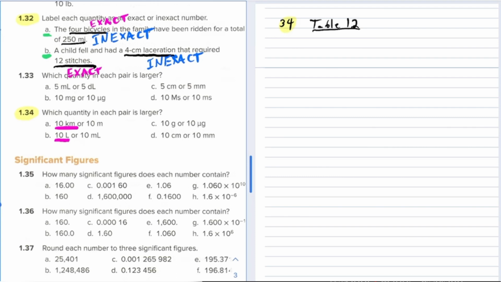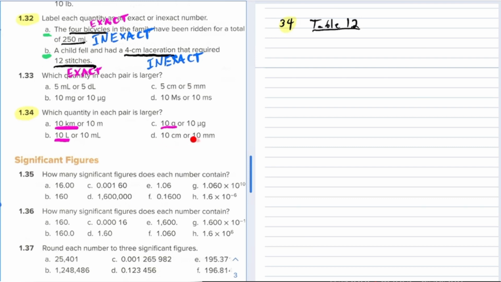Now going to C, 10 grams or 10 micrograms. This is the Greek letter mu. And micro is also smaller. So a microgram is smaller than a gram. So this is the bigger one here.